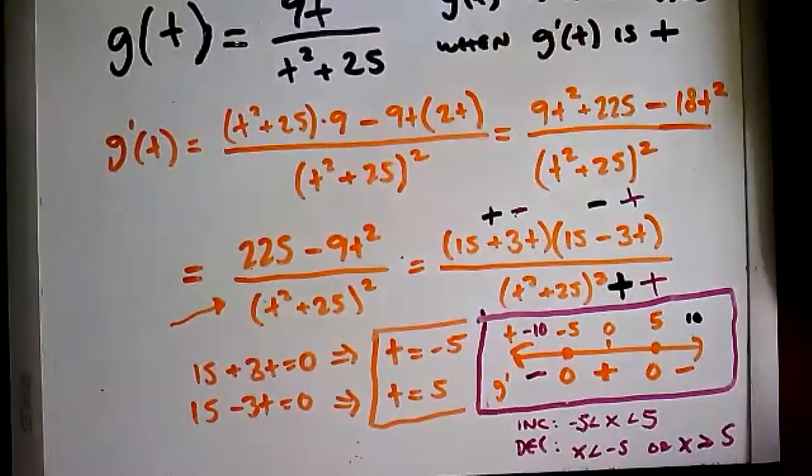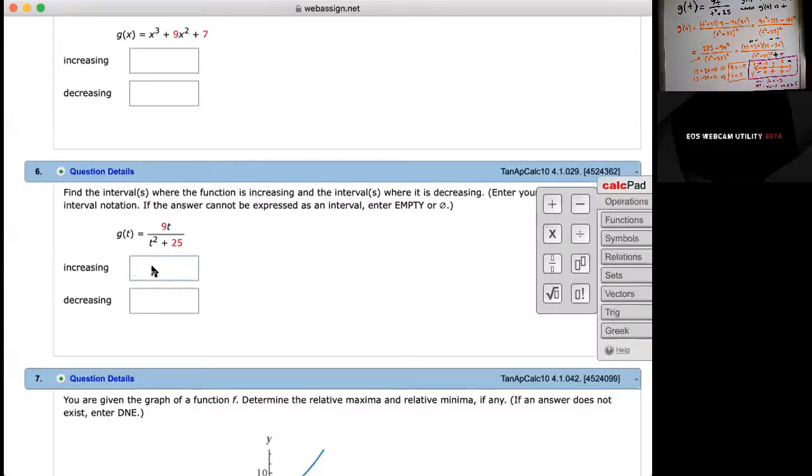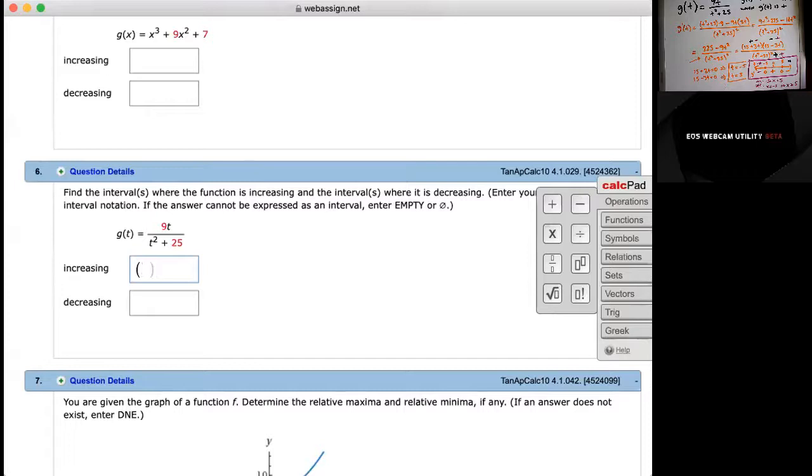All right, so back to WebAssign here. Okay, so the increasing interval, remember that was from -5 to 5 excluding. So in interval notation, we use the parentheses to indicate that we're not including an endpoint. So parentheses -5, comma 5. That means all the x values that are greater than -5 and less than +5.